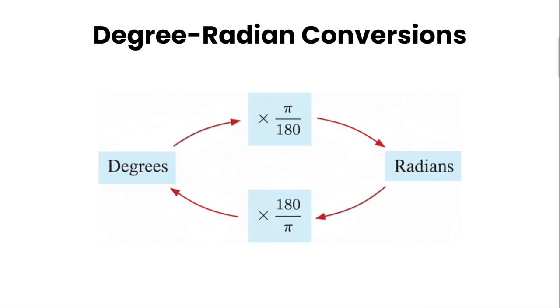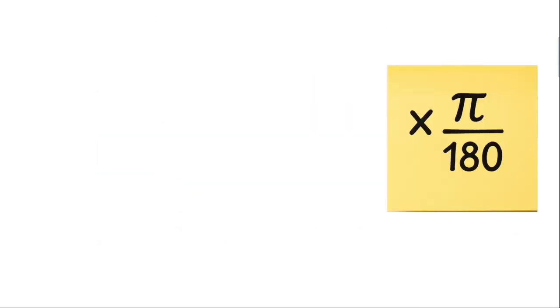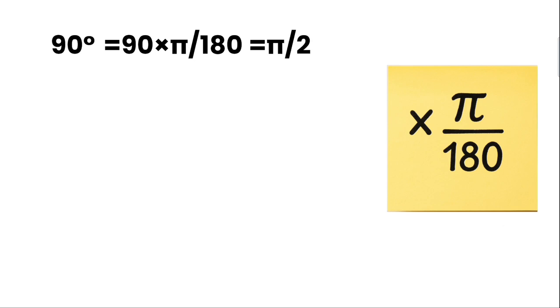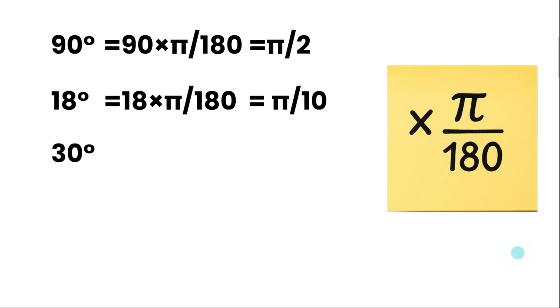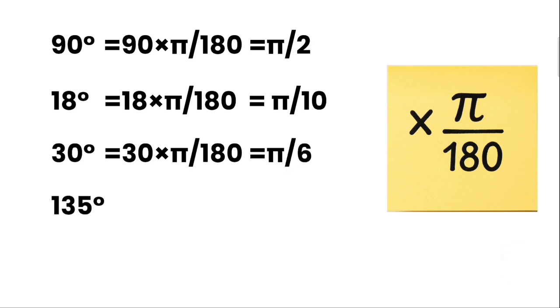The diagram you see here shows how to convert from degrees to radians and from radians to degrees. Now let's do some examples. When converting degrees to radians, we multiply by pi and divide by 180. For example, when converting 90 degrees to radians, we multiply it by pi and divide by 180. We get the result pi over 2. 18 degrees. 18 times pi divided by 180 equals pi over 10. 30 degrees. 30 times pi divided by 180, pi over 6.